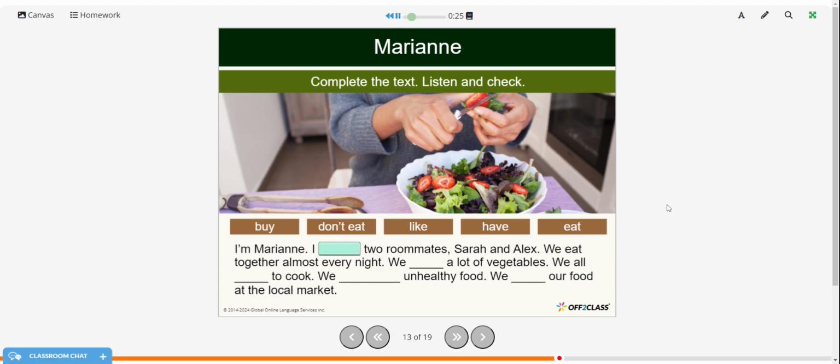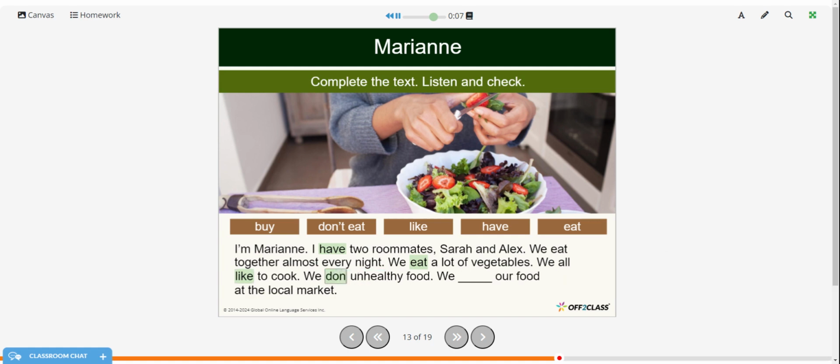I'm Marianne. I have two roommates, Sarah and Alex. We eat together almost every night. We eat a lot of vegetables. We all like to cook. We don't eat unhealthy food. We buy our food at the local market.